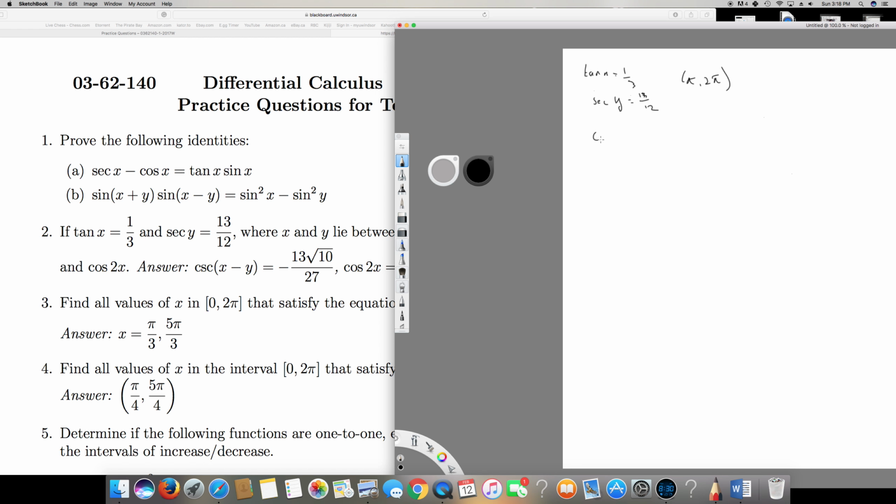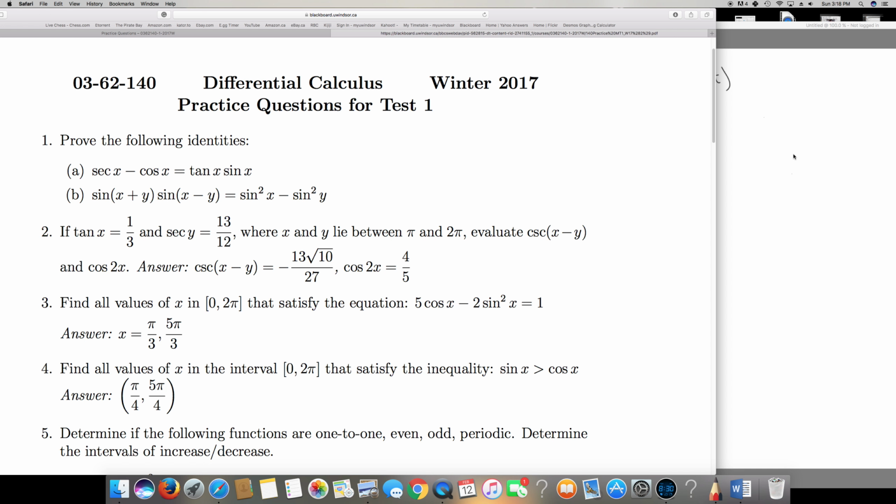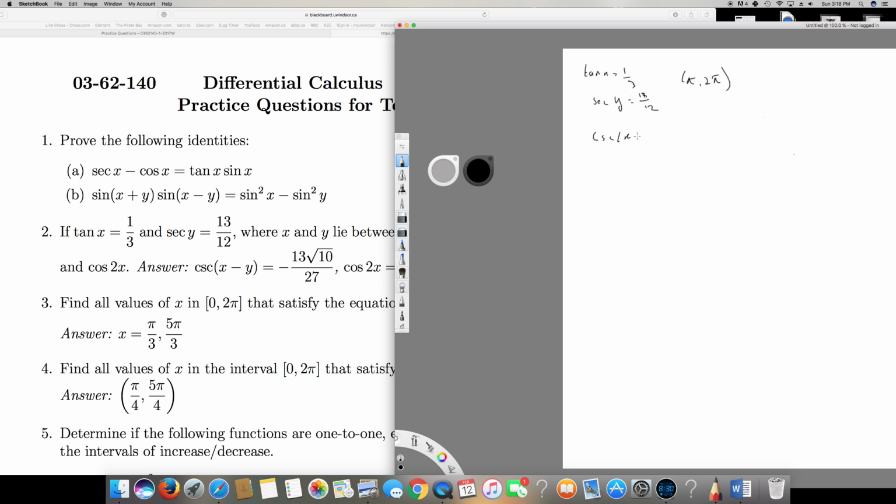So we have to find cosec x minus y and cos 2x. So let's draw the graph first. So if I draw the graph, pi and 2 pi is going to be in the bottom, like this is pi, this is 2 pi, so therefore it's going to be here. And we have to remember all students take calculus, or all silver tea cup. So first quadrant is all positive, second quadrant sine positive, third quadrant tan positive, fourth quadrant cos positive.